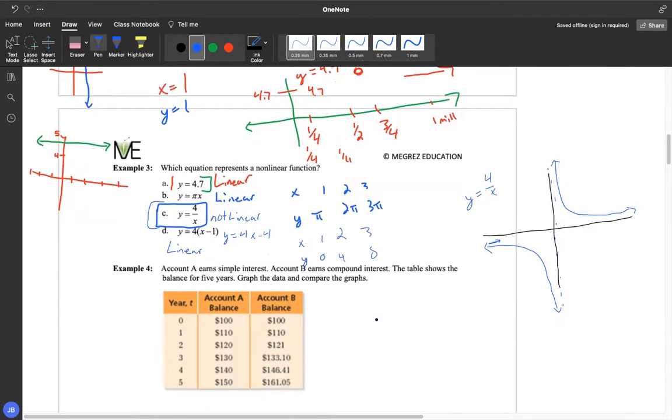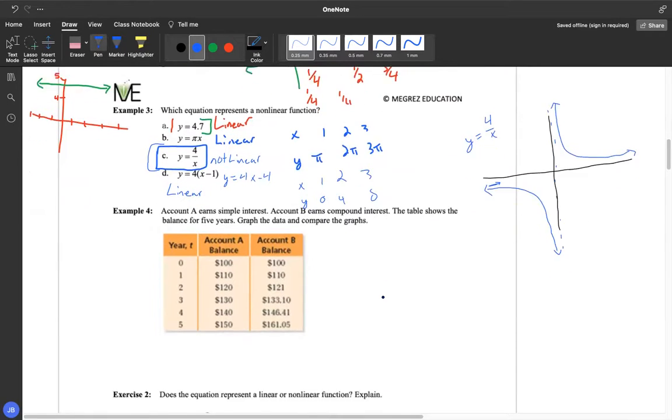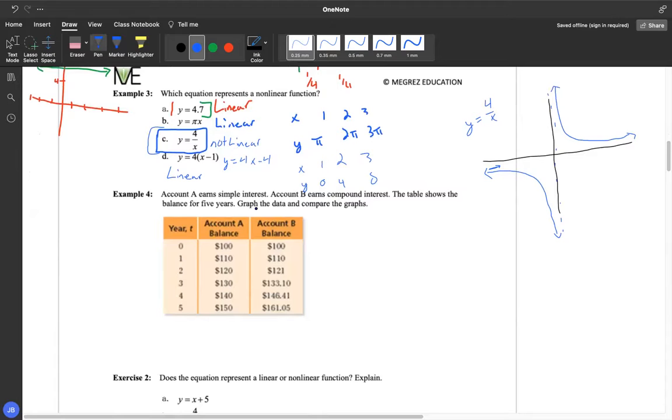Let's see. Example 4. Account A earns simple interest and account B earns compound interest. The table shows the balance for 5 years. We have to graph the data and then compare the graphs.